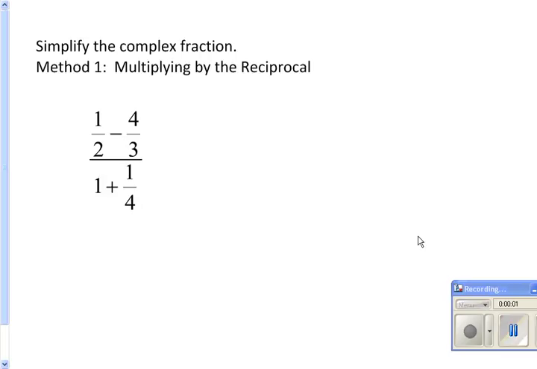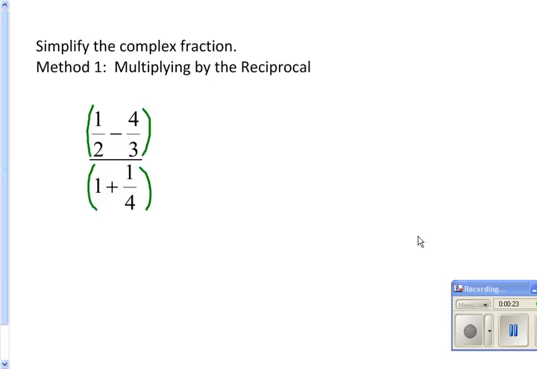This is an example of a complex fraction because there are fractions within the fraction. And usually what we want to do here is simplify it so that we end up with a single fraction answer if possible. One thing we have to remember here is that there are actually parentheses in this problem that are implied. There's parentheses around the numerator and parentheses around the denominator.